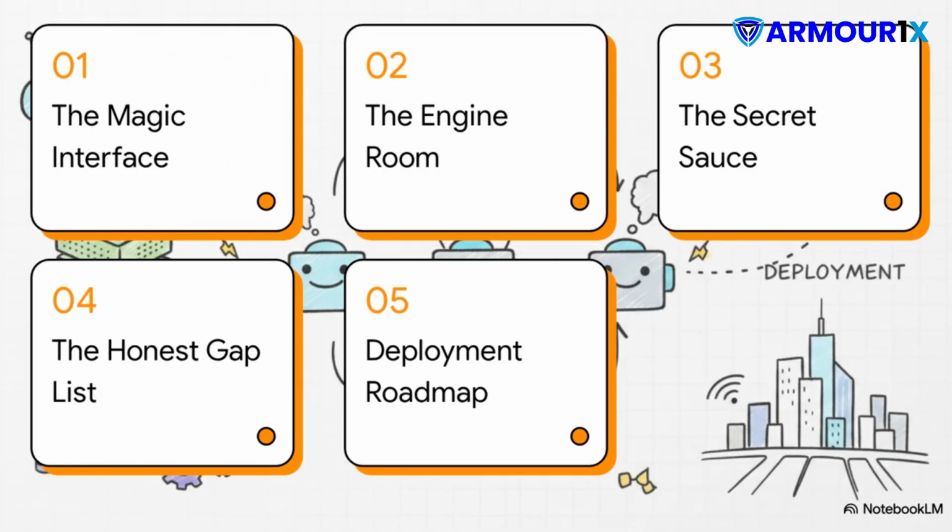Okay, so here's our blueprint for today. First, the magic interface. Second, the engine room. Third, the secret sauce. Fourth, the honest gap list. And finally, number 5, the deployment roadmap. Let's get right into it.